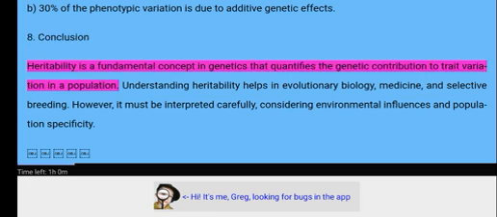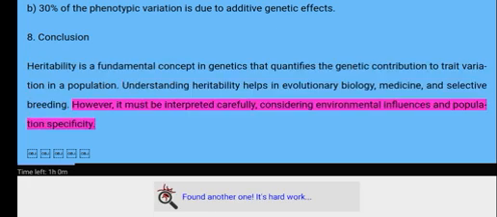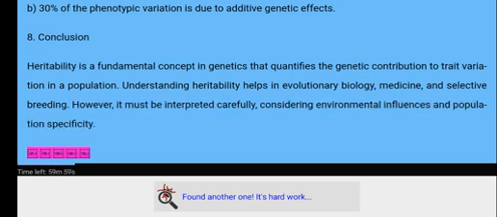8. Conclusion. Heritability is a fundamental concept in genetics that quantifies the genetic contribution to trait variation in a population. Understanding heritability helps in evolutionary biology, medicine, and selective breeding. However, it must be interpreted carefully, considering environmental influences and population specificity.